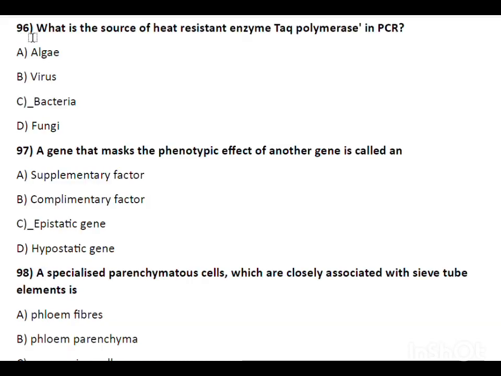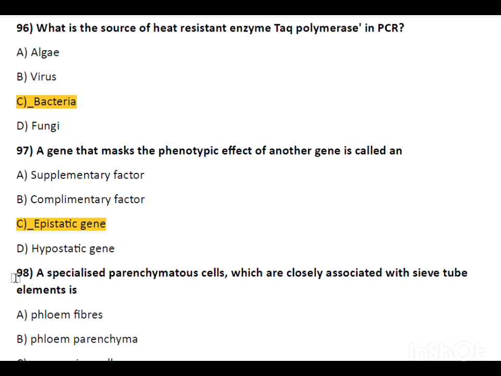Question 96. What is the source of the heat resistant enzyme Taq polymerase in PCR? Option A algae, option B virus, option C bacteria, option D fungi. The correct answer is option C, bacteria. Then question number 97. A gene that masks the phenotypic effect of another gene is called: option A supplementary factor, option B complementary factor, option C epistatic gene, option D hypostatic gene. The correct answer is option C, epistatic gene. A gene that masks the phenotypic effect of another gene is called an epistatic gene.